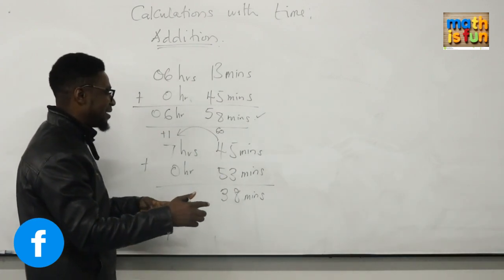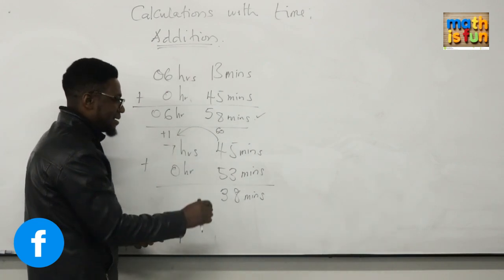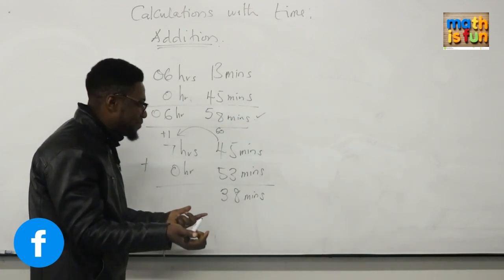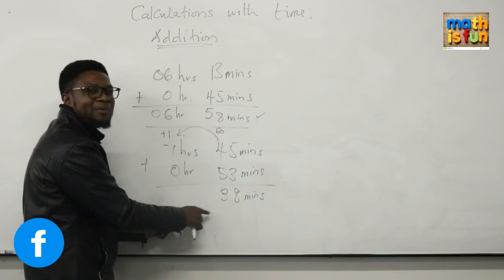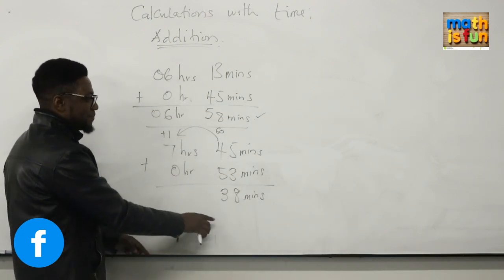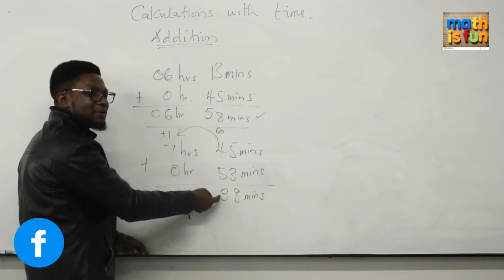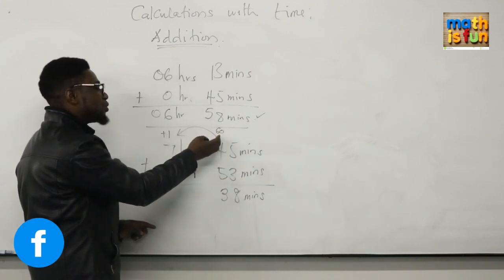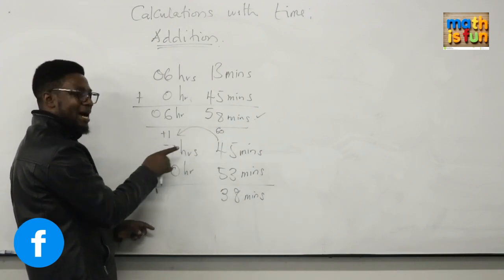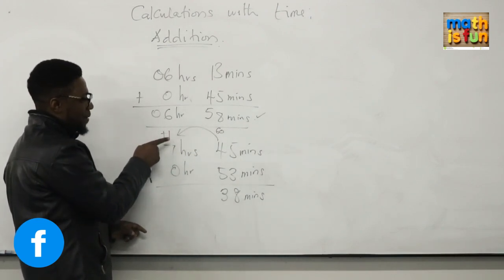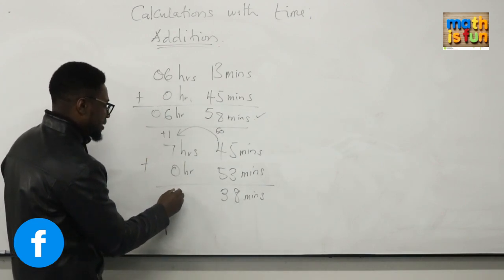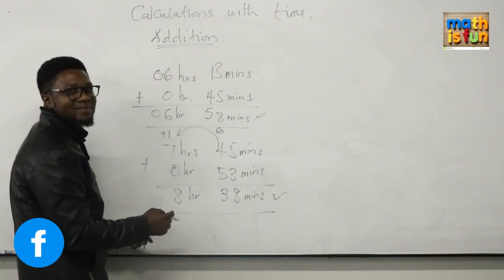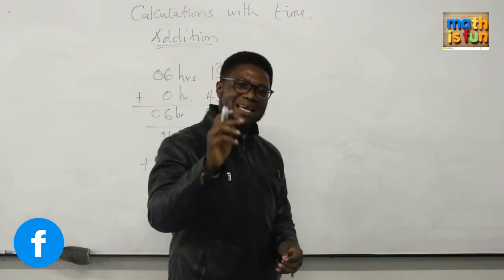Let me go over it again. 5 plus 4 gives me 9, which makes it 98. But that means I am breaking the law of time, because I cannot have a watch running 7 hours, 98 minutes. So instead of 98 minutes, let me take 60 out of it and add it to the hours. The 60 taken from the minutes side is added to the hours side. 60 minutes gives me an hour, so it will be plus 1. So 1 hour plus 7 hours plus 0 hours gives me 8. So it's going to be 8 hours, 38 minutes.